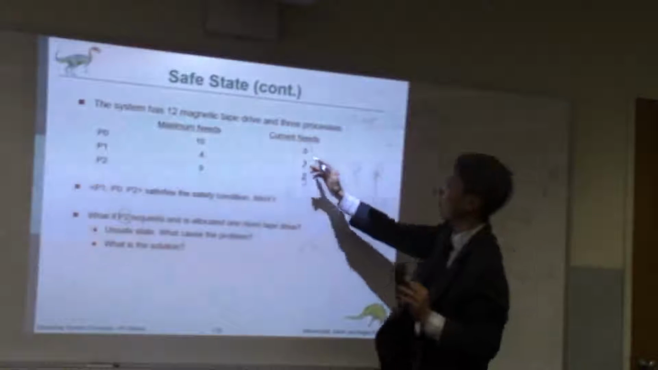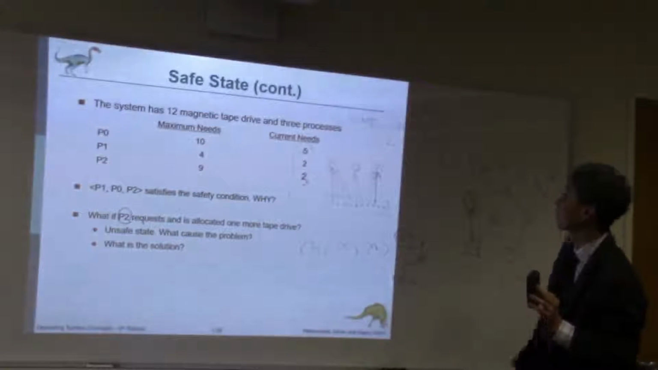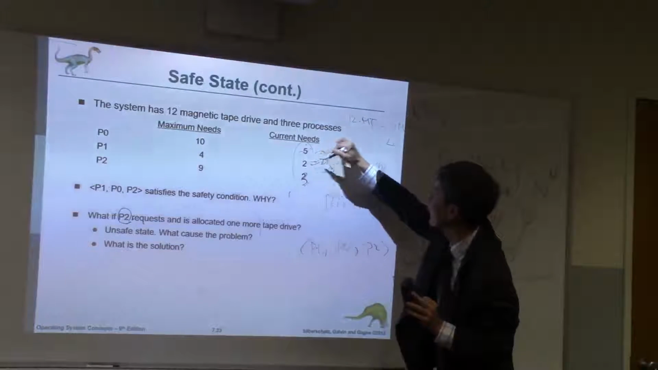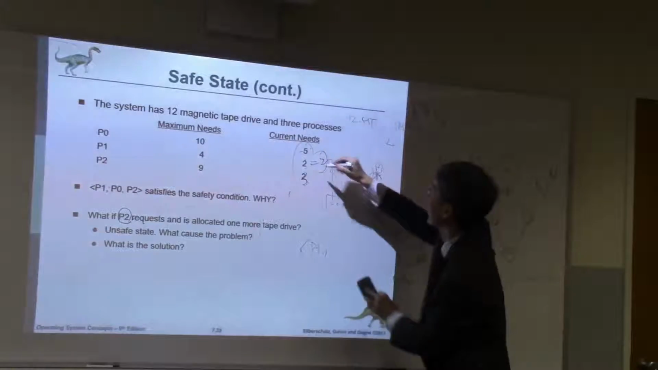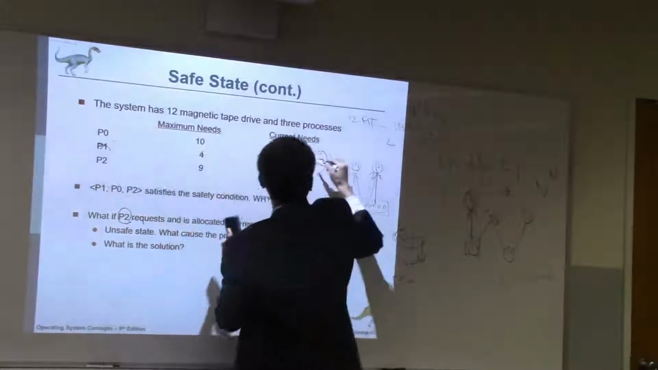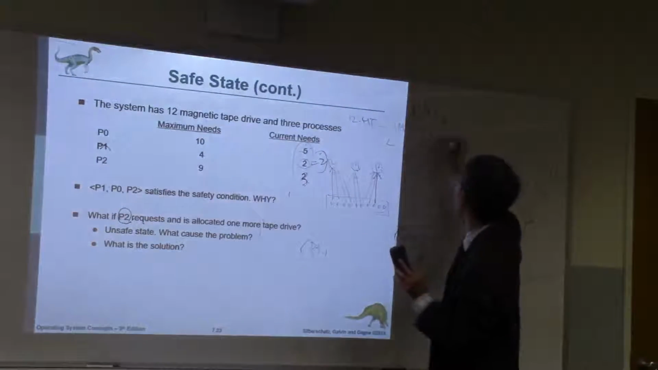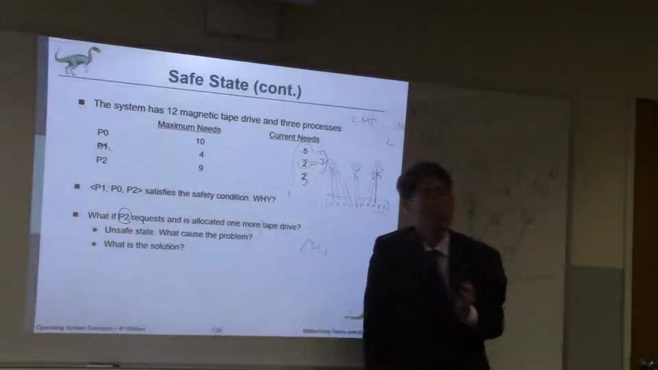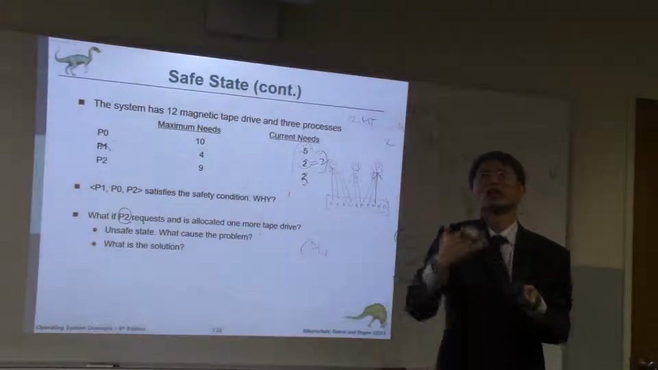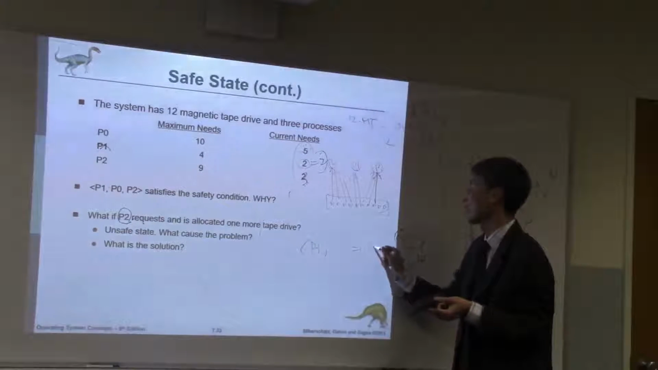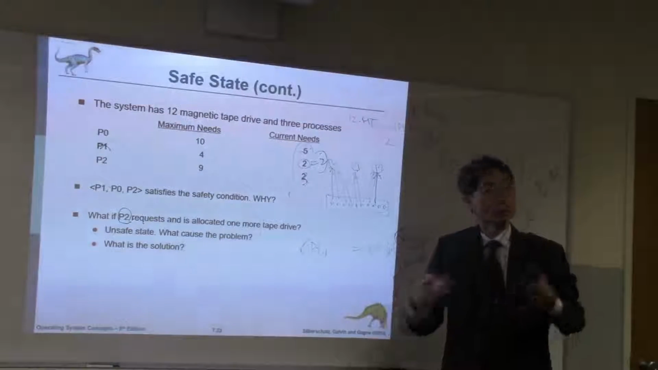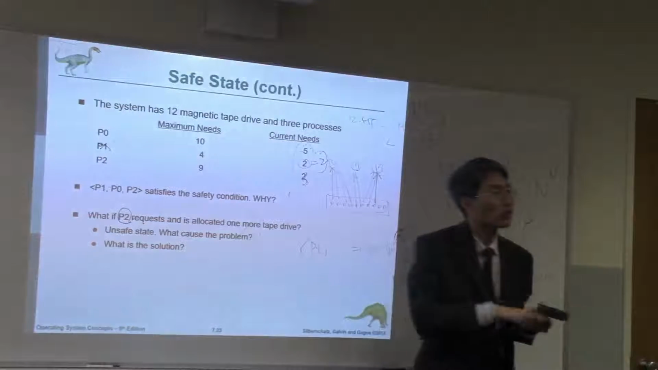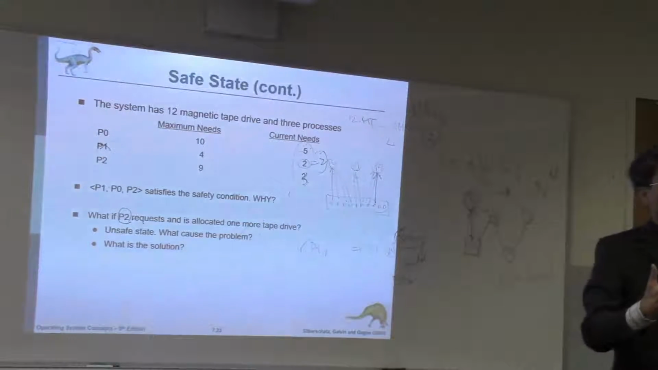Then which process can be done first? This one, because it needs only 2 more. So this will be allocated, and then P1 is okay. After P1 is terminated, its 2 will be returned. Available is 4. That is not enough for P0, not enough for P2, which means it's a deadlock, which means this is a non-safe state. So as an operating system, decline this request. This is the deadlock avoidance. Okay.